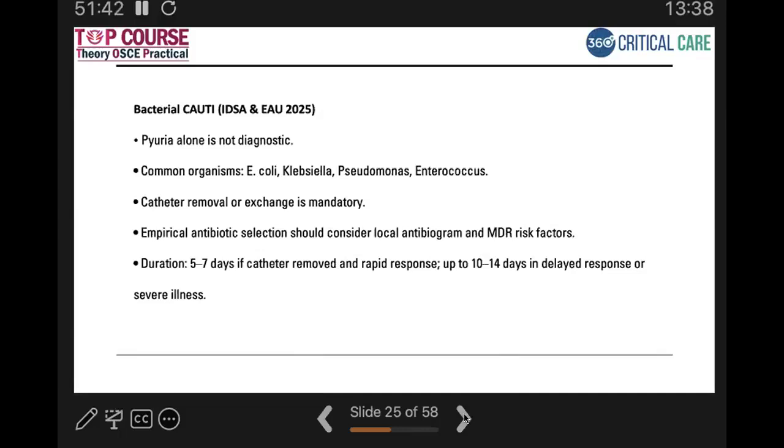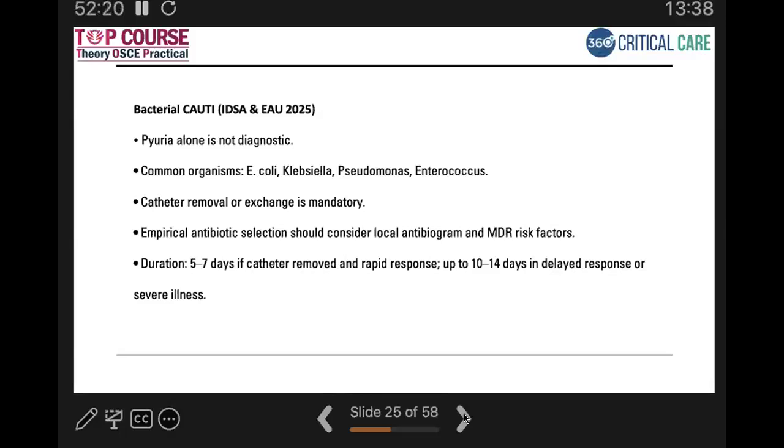And when you're sending a culture for a complicated, symptomatic CAUTI, always send it from the new catheter. And when you're giving treatment for any complicated UTI, especially CAUTI, at least continue the treatment for 7 days. If the patient is responding well within 7 days, afebrile for 48 hours, then you can stop the treatment by the 7th day. Or if the patient is having persistent or worsening symptoms, then you can continue for 10 to 14 days as per the guidelines. If it is MDR or persistent symptoms, you can continue for 10 to 14 days.